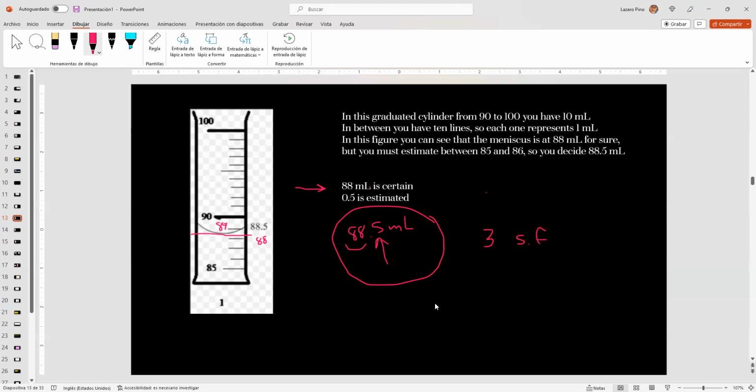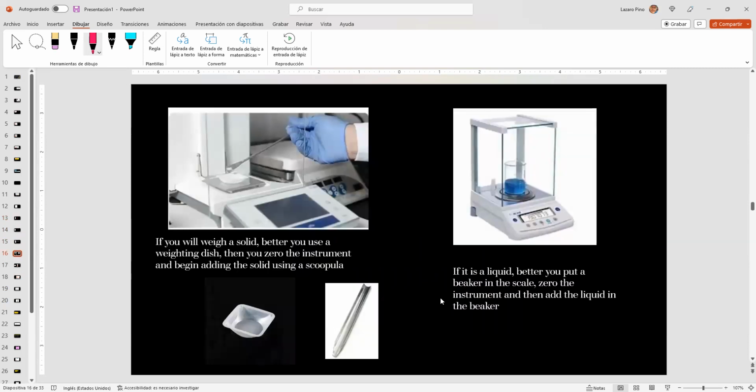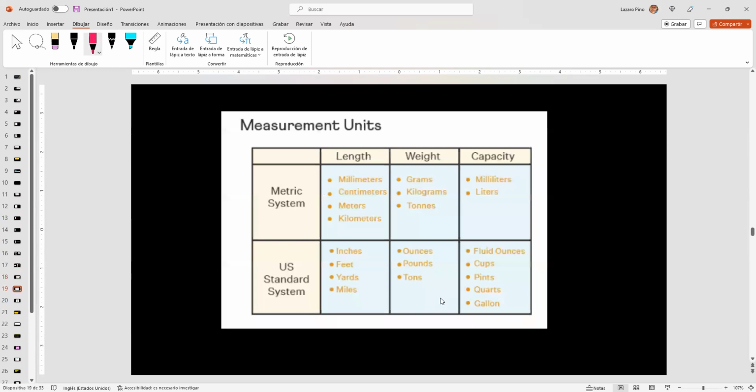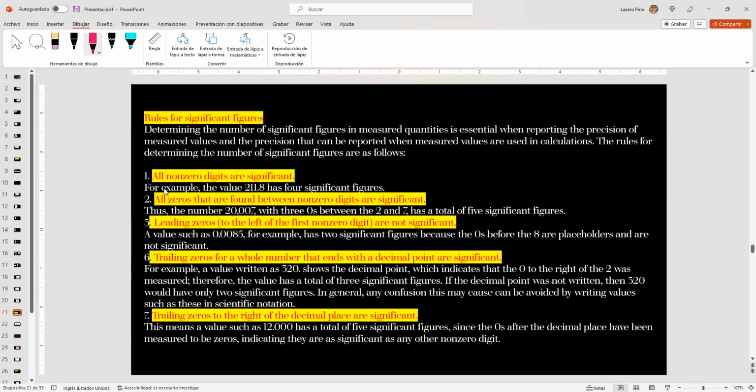Let's see how you can estimate the number of significant figures in a measurement. Let's go back and continue with the rules. Well, you can say that all non-zero digits in a measurement are significant. For example, in this number, 211.8, you have four numbers and all of them are different from zero, so you have four significant figures.